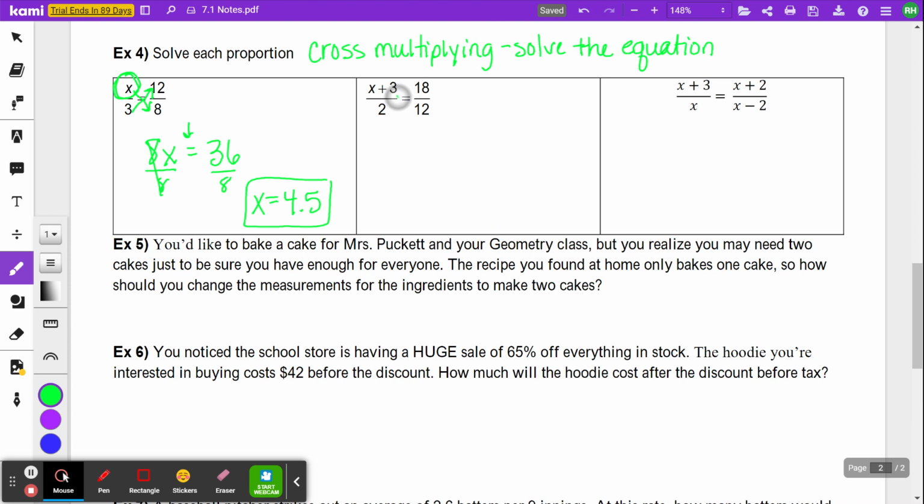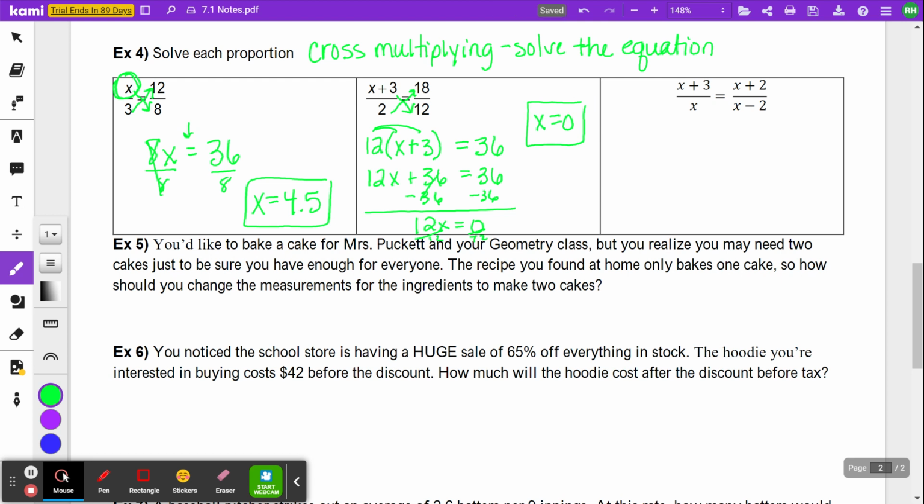Okay, same thing here. Cross multiply gives me 12 times, and this is an expression this time, so you have to do the whole thing, x plus 3. Then multiply the other way. 18 times 2 gives me 36. This is distributing, just like normal. Super easy. Algebra 1 stuff you guys have already done. So 12x plus 36 equals 36. Now we have a two-step, so we're going to subtract. Those cancel, and I've got 12x equals 0. And when I divide by 12 on both sides, then I have x equals 0.